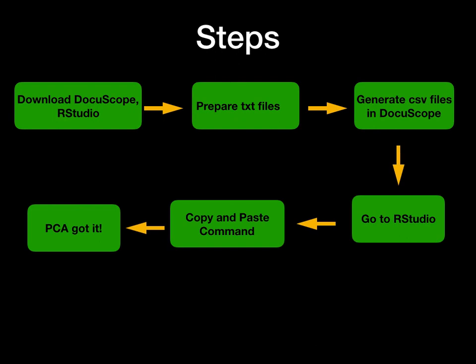Here are several steps that we are going to do in order to create a PCA visualization graph. First, download the software Docuscope and RStudio. Next, prepare text files for your own study. Then create CSV files in Docuscope. And then we'll go to RStudio to copy and paste the command that I will give you, and then you will get the PCA visualization graph.